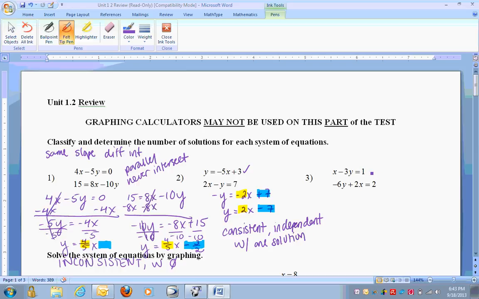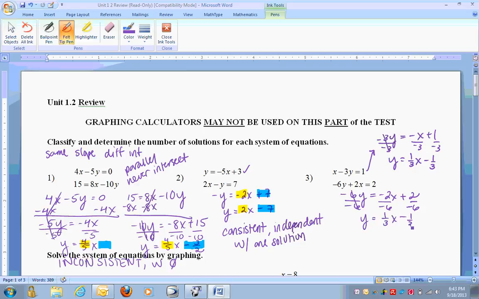Alright, now moving on to number 3, let's move this first equation to y-intercept form. We've got to move the x over to the other side, so we end up with negative 3y equals negative x plus 1. Then we divide everything by negative 3, and we end up with y equals 1/3 x minus 1/3. Alright, and in this second equation, we need to move the 2x over. So we have negative 6y equals negative 2x plus 2. Then we divide everything by negative 6. Okay, so you end up with y equals 1/3 x minus 1/3.